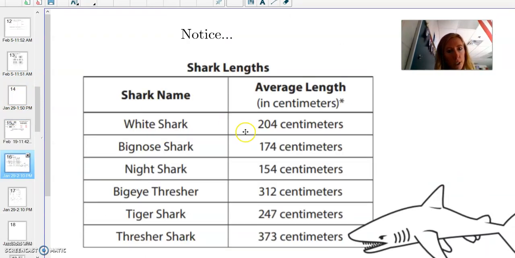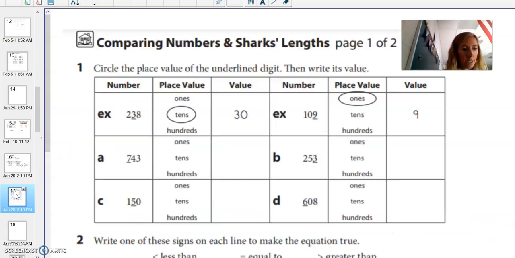I have the noticing of sharks, and maybe you could bump this up and make it more exciting and actually have pictures of these sharks. What do we notice? And they're in centimeters, and you guys just did all those measurements in centimeters, so you can kind of take a look at what that actually looks like. And then we have some place value work, and the sharks length is going to show up on that sheet.